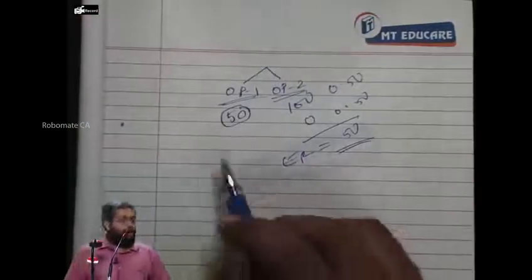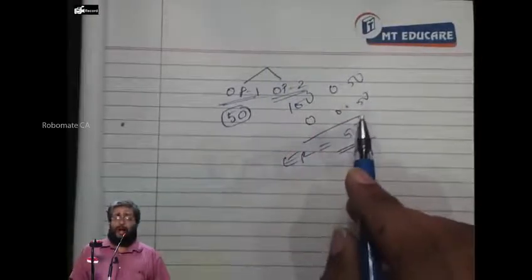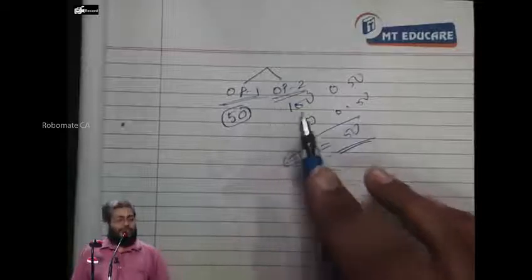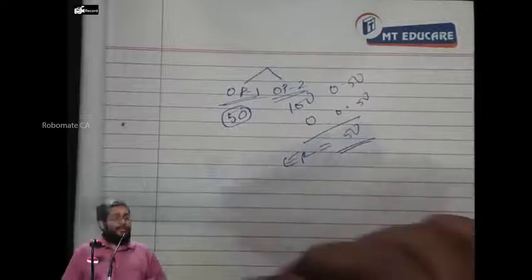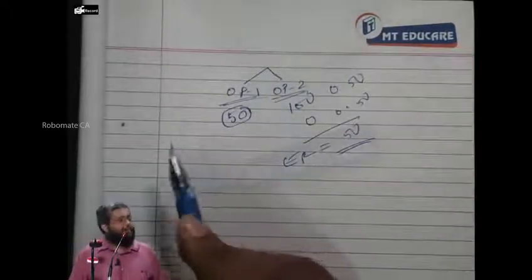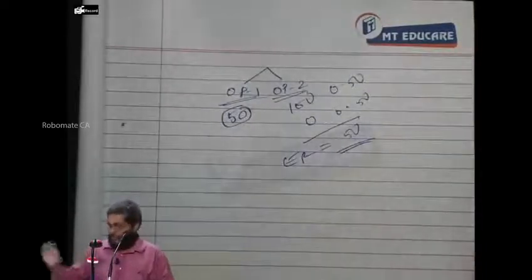Option 1 also the return is 50. Option 2 also the expected return is 50. What is the difference between option 1 and option 2? Option 1 is a no risk 50. Option 2 is a risky 50. Right or not? You understand the 2 differences or not? Now, tell me, will you like option 1 or option 2?